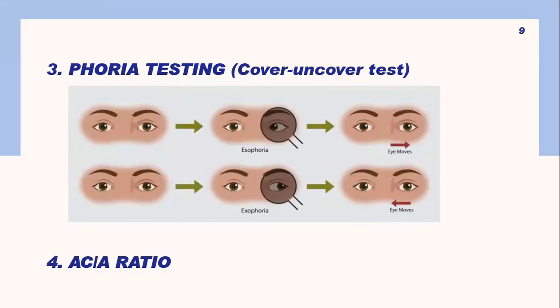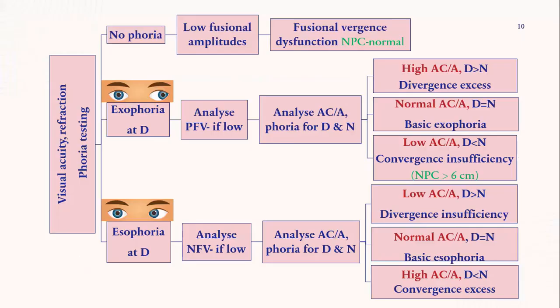So once we have done these four tests, we can simply go in a stepwise manner to reach the diagnosis. So with the phoria testing, if there is no phoria and if there is both reduction in the positive fusional vergence amplitude and also the negative fusional vergence amplitude, then the diagnosis is more likely to be a fusional vergence dysfunction, where actually there is a problem with both divergence and convergence, and usually the near point of convergence will be normal or very slightly receded in this case.